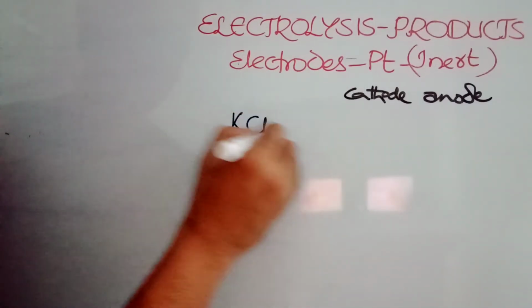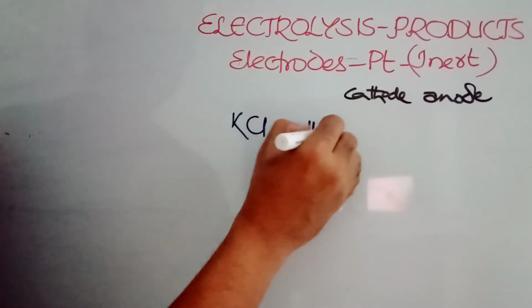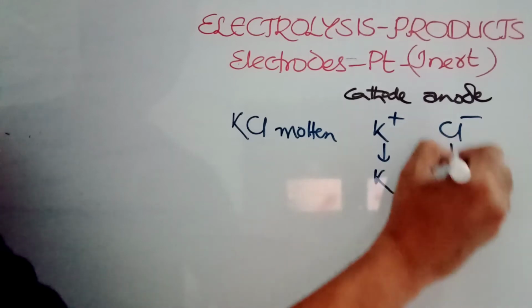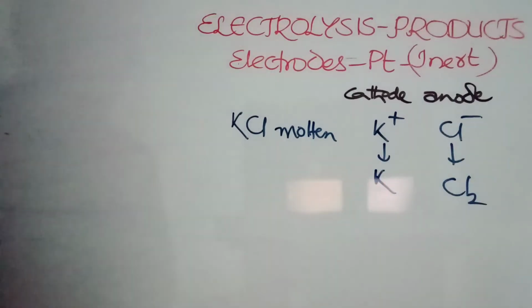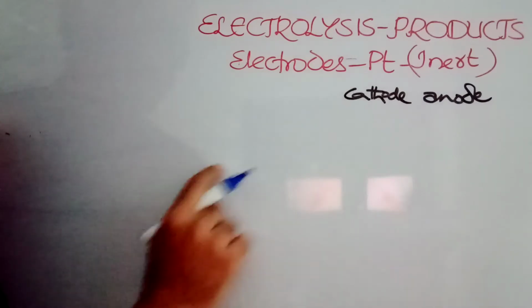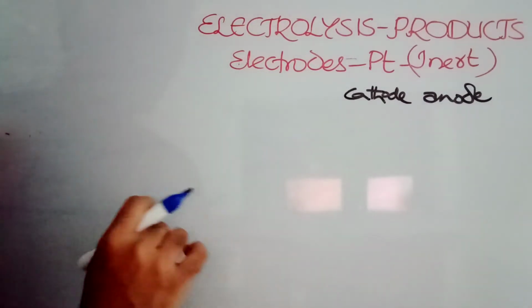KCl, if you are taking molten KCl, K plus, Cl minus will be giving you K, will be giving you Cl2 as expected. Nothing special in this. First group, second group, third group I mentioned. You can check all this. Cathode and anode, K plus and Cl minus I mentioned.